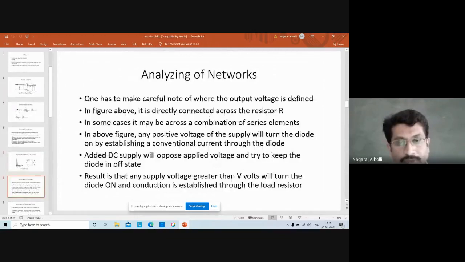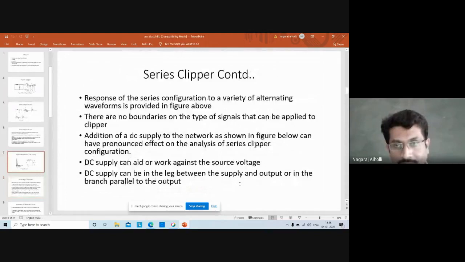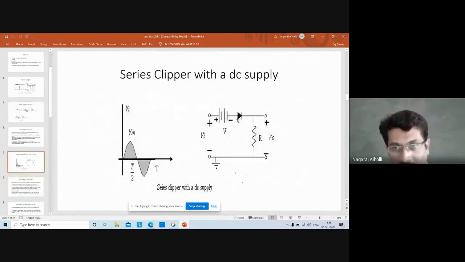Now, if it is opposing, then the diode will be turned on. See here, this is minus, which is connected to plus of the diode, and this plus is connected to minus of the diode. Minus of the DC supply is connected to plus of the diode, and plus of the DC supply is connected to minus of the diode. The diode is reverse biased, so it will be in an off state, right?